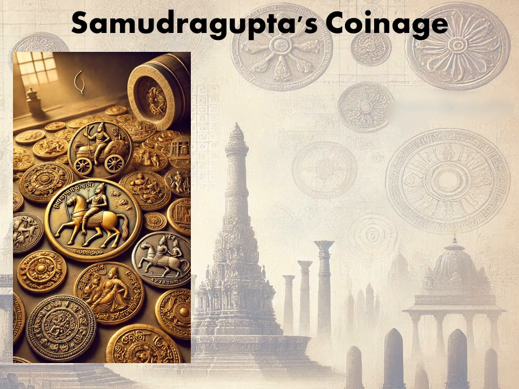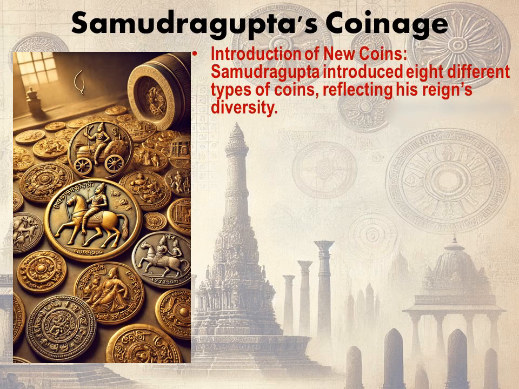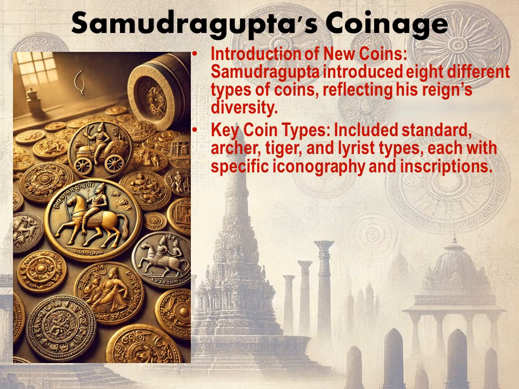Now, Samudragupta's coinage. What were the main types of coins during the reign of Emperor Samudragupta? Introduction of new coins. Samudragupta introduced 8 different types of coins reflecting his reign's diversity. So there were 8 different types of coins which were introduced for the first time by Emperor Samudragupta, and from this we understand the diversity of his reign.